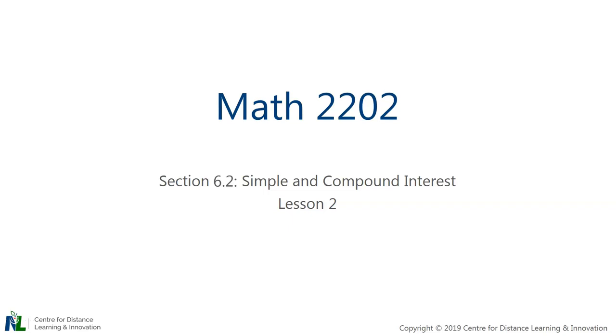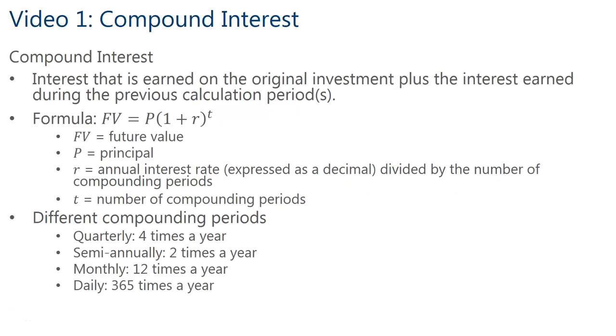Welcome to Lesson 2. Here we'll learn about compound interest. So now compound interest is interest that is earned on the original investment plus the interest that's earned during previous calculation periods. Now if we compare that to the simple interest definition, that was just interest that is earned on the original investment. Now the formula to calculate the future value of the investment is FV equals P times (1 plus R) to the power of T.